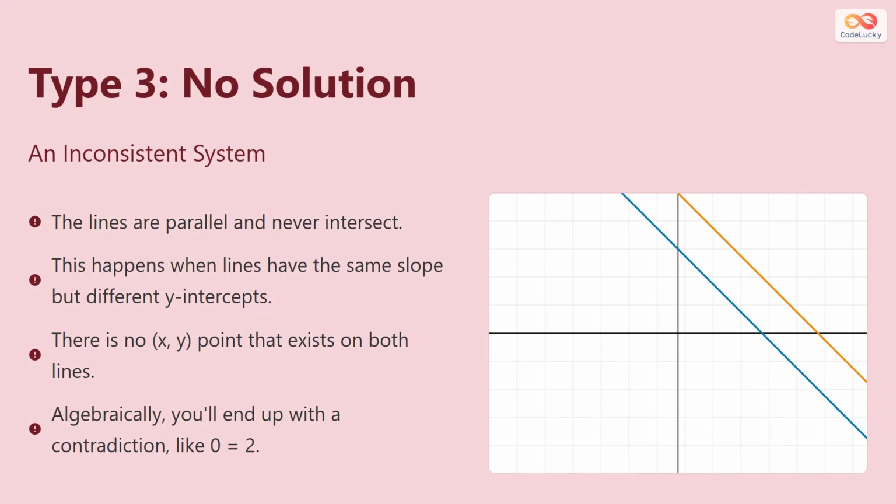Finally, it's possible for a system to have no solution at all. This happens when the lines are parallel. They have the same slope but different y-intercepts, so they never, ever cross. We call this an inconsistent system.